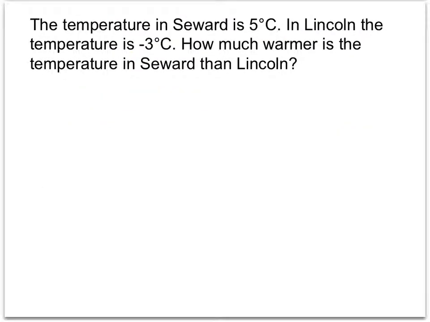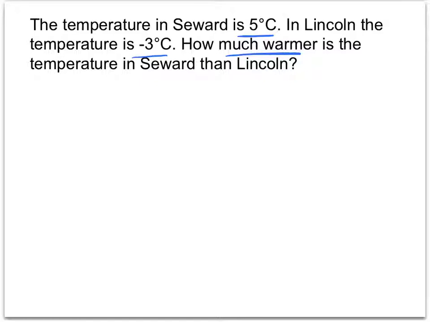Well, let's look at this last example. The temperature in Seward is 5 degrees Celsius. In Lincoln, the temperature is -3 degrees Celsius. How much warmer is the temperature in Seward than in Lincoln? Okay? So notice here that this is a compare story problem. We're comparing the temperature in Seward to the temperature in Lincoln. And we're asking how much bigger, how much warmer is the temperature in Seward than in Lincoln.